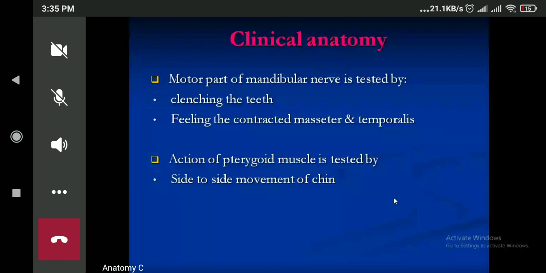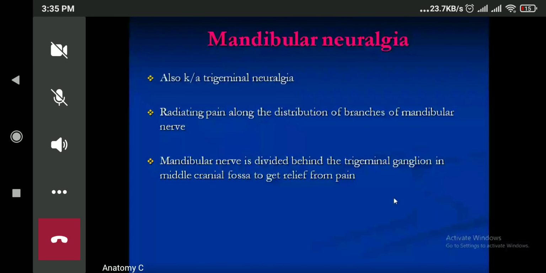Now, the action of the pterygoid muscle is tested by side-to-side movement, because the side-to-side movement of the chin is mainly done by the medial pterygoid muscle of one side and the lateral pterygoid muscle of the other side. When the lateral and medial pterygoid muscles of the right and left sides act at the same time, it will cause side-to-side movement. I've already told you about mandibular neuralgia also. This is the radiating pain which will occur along the distribution of the mandibular nerve.